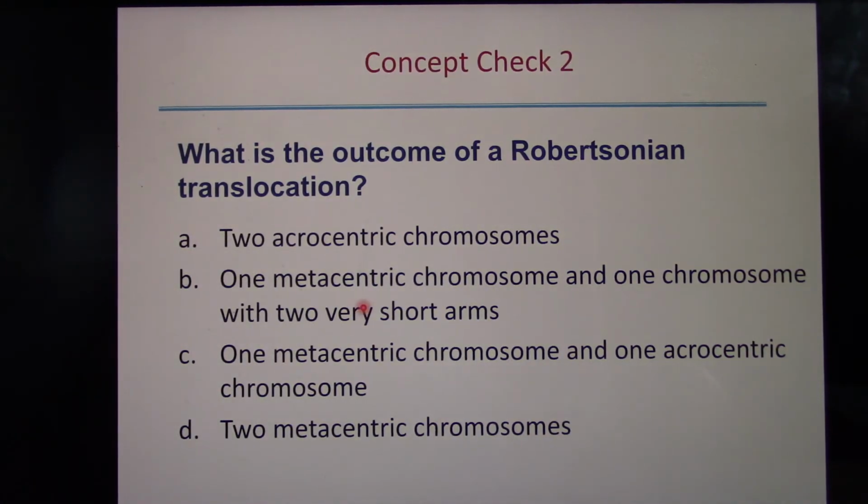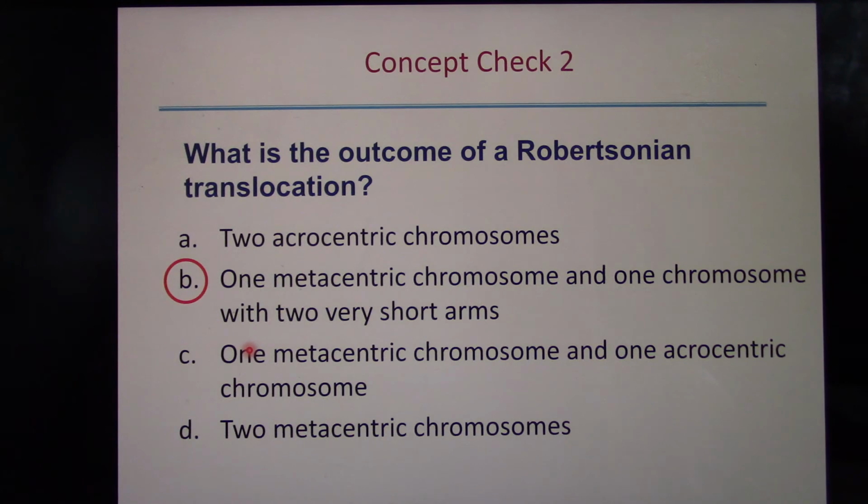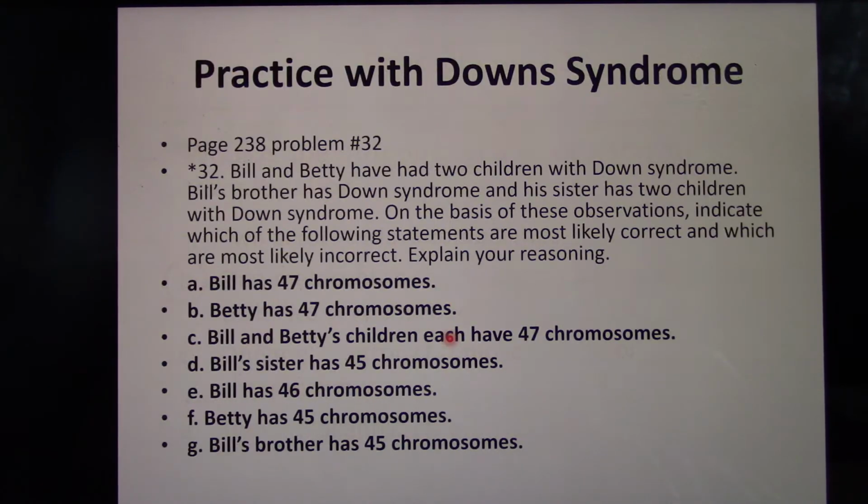Here's a concept check. What is the outcome of a Robertsonian translocation? There are different possibilities you can read through. Make sure you understand why A, C, and D are not the correct answer, but the correct answer is 1 metacentric chromosome and 1 chromosome with 2 very short arms.